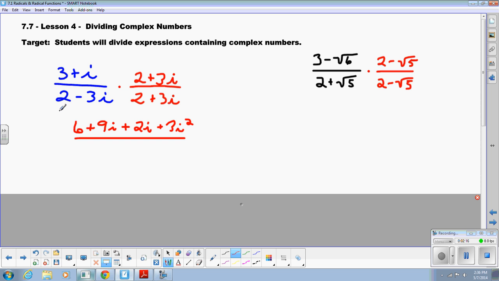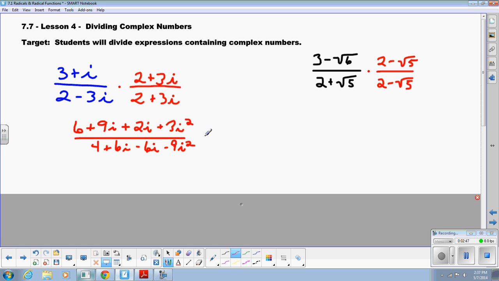My denominator, 2 times 2 is 4. Well, then I have a 4 here. I then have 2 times plus 3i, which is going to be 6i, so plus 6i. Then I have negative 3i times 2, which is a minus 6i. And then I have a negative 3i times a positive 3i, so that's minus 9i squared.